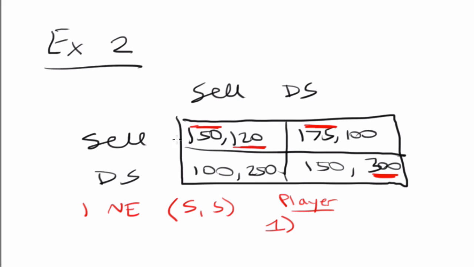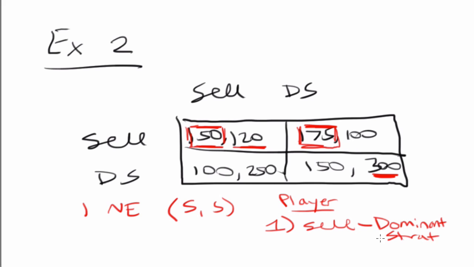The reason is that regardless of what player 2 does, whether they sell or don't sell, player 1 is always going to sell, as we can see here. So we have a scenario with a dominant strategy, because it doesn't even matter what player 2 does, player 1 is always going to sell. So sell is a dominant strategy.